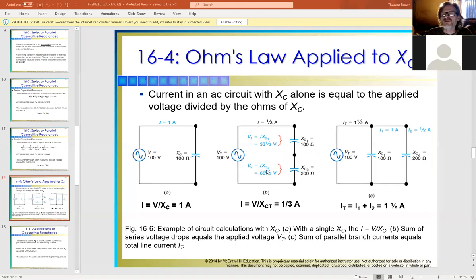And so splitting it up, you can actually even see that now. So on the bottom one, we get the 66 and 2/3 volts, and then the top one is 33 and 1/3 volts. And then what our current is overall, and remember, this is a series, so 1/3 amp would be here and here. And then looking at a parallel configuration, again, 100 volt source, but in this case, we have a 100 ohm reactance in parallel with a 200 ohm reactance.